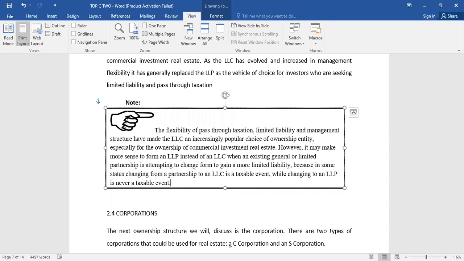Reason being, if you are trying to change now from a limited liability partnership to an LLC, it is a taxable event, which is very punitive and painful. So the charges involved in converting the LLP to LLC are so high, while changing from the LLP is never taxable. So you really have to think on which form of investment vehicle that you want.